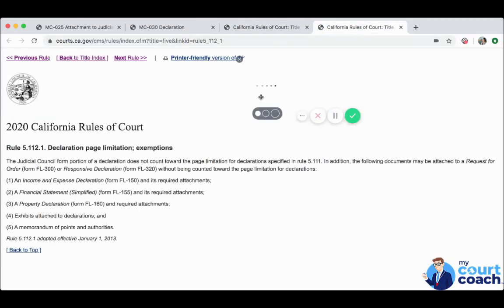Then there's also California Rules of Court 5.112.1, and this is the declaration page limitation and exemptions. So the Judicial Council form portion of a declaration does not count towards the page limitation to a declaration, as specified in the rule that we just discussed. And the following documents may be attached to your forms, the request for order form or responsive declaration form, without being counted towards the page limitation for declarations. So an income and expense declaration, a financial statement, a property declaration, the exhibits attached to declarations don't count, and then a memorandum of points and authority as well. They won't count towards the page limitation for declarations.